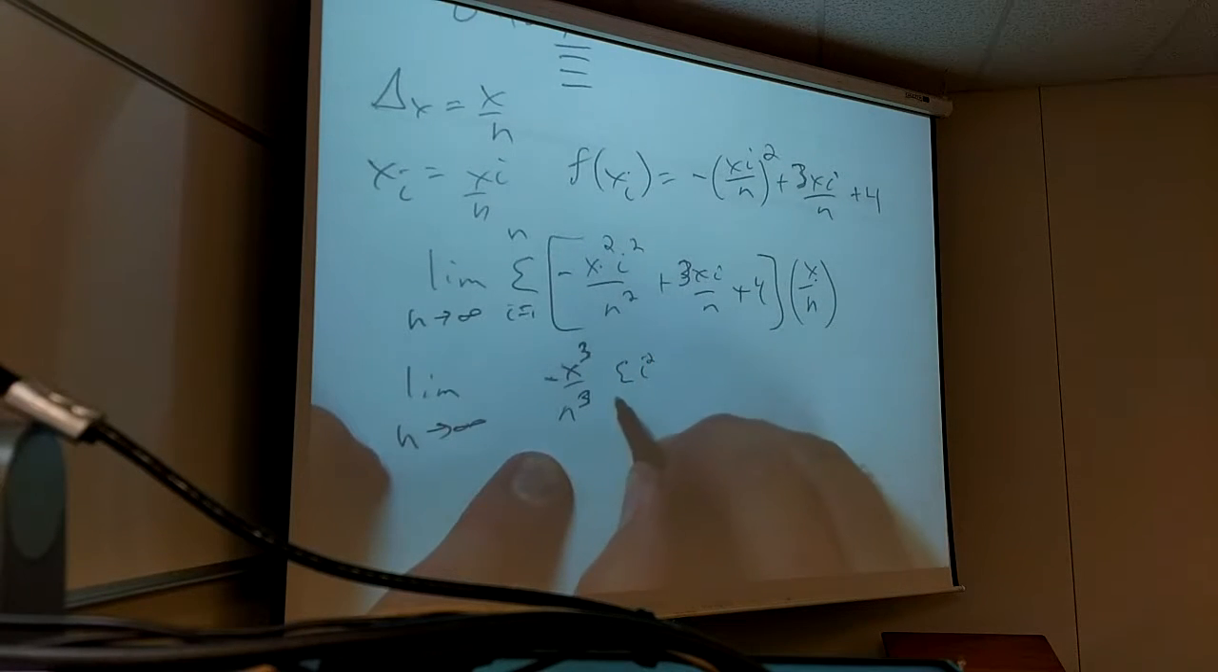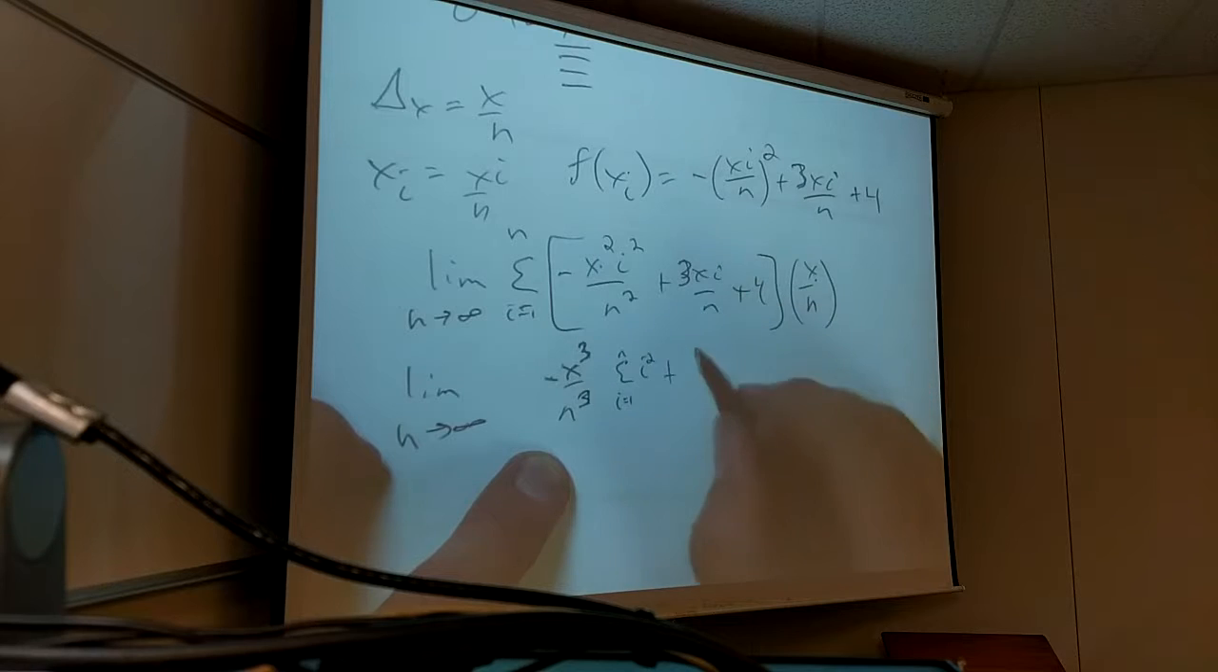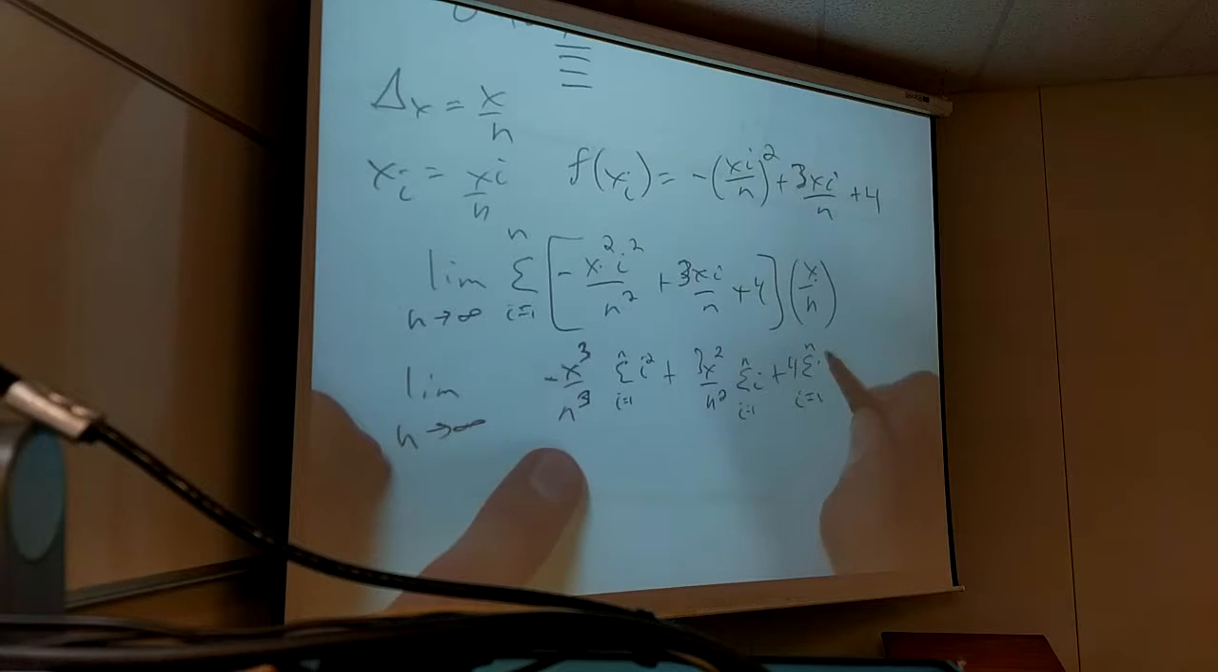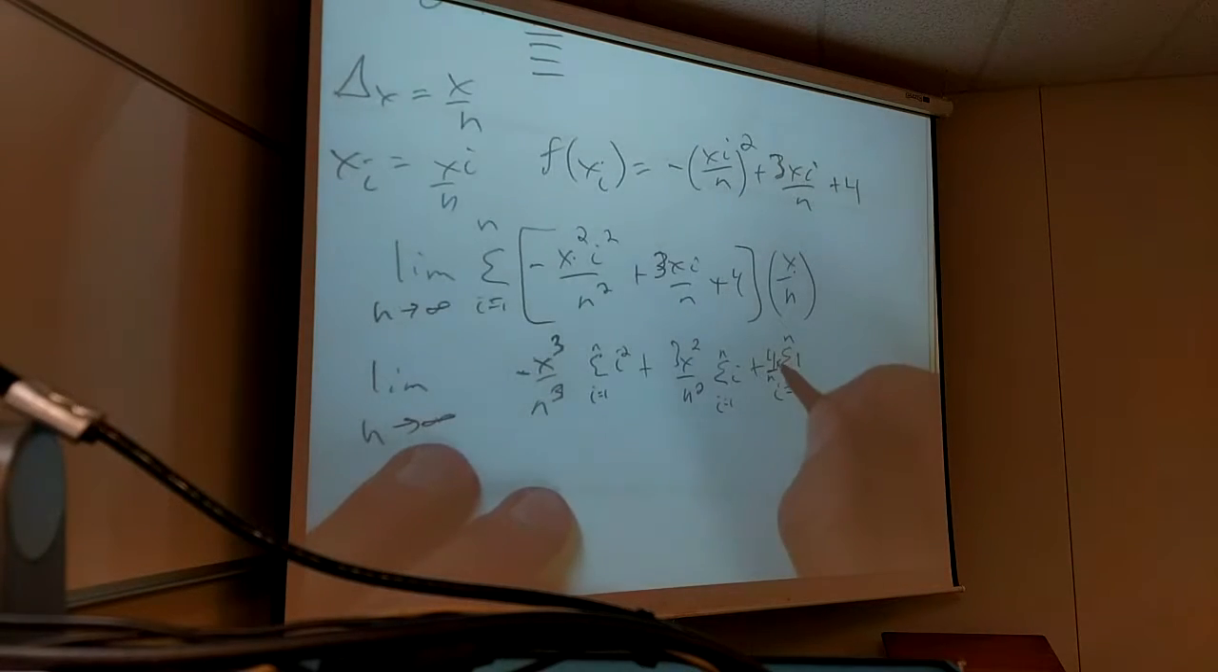Sum i squared plus 3x squared over n squared, sum i, plus 4x over n, sum 1. Oh, shoot, Jeff, I lost it at the end there. All right, so 4x over n, that can all come out, and I'm left with a 1 inside.